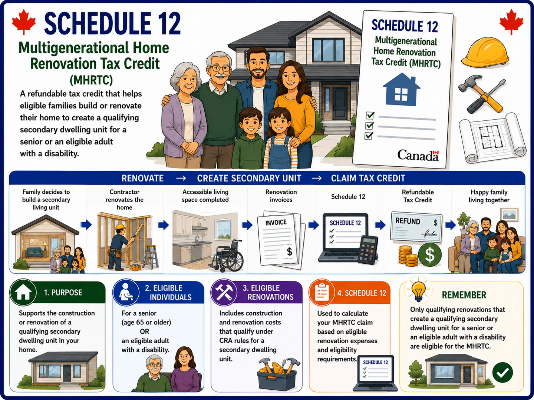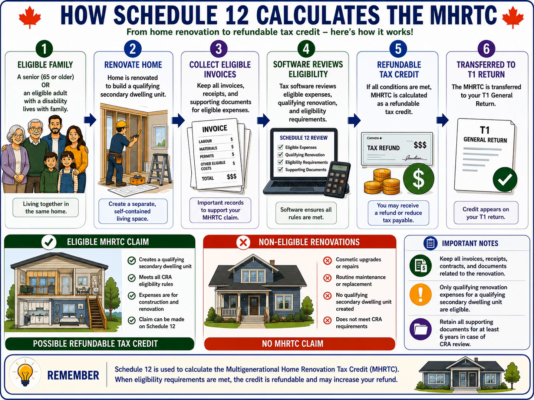As a professional tax preparer, your responsibility is to verify that all eligibility conditions have been met. Confirm that the renovation created a qualifying secondary dwelling unit. Collect all supporting invoices and receipts. Enter the eligible expenses accurately into certified tax software. And review the completed Schedule 12 before filing the tax return. Careful verification ensures that families receive the refundable tax credit they are entitled to claim while remaining fully compliant with CRA requirements.